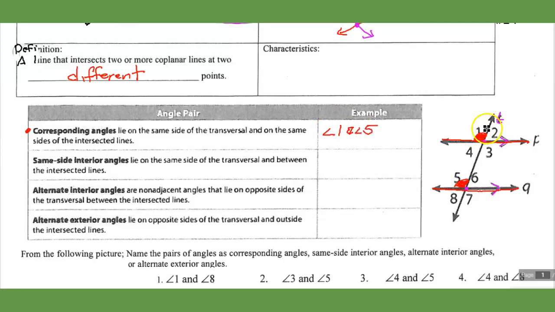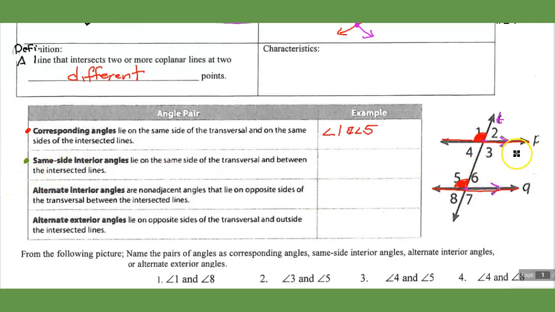Now, of course, there are many of them. 2 and 6 are corresponding. 3 and 7 are corresponding. And then 4 and 8 are corresponding. So they're all in the same location but on a different parallel line. Okay, so that's corresponding.